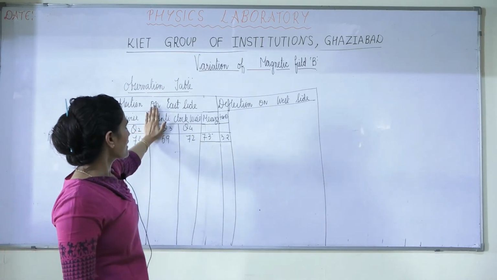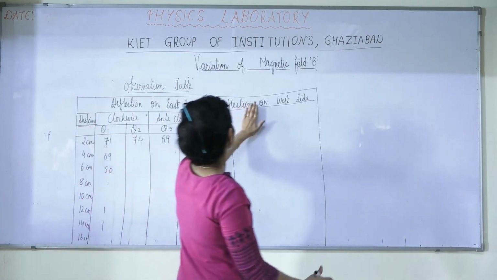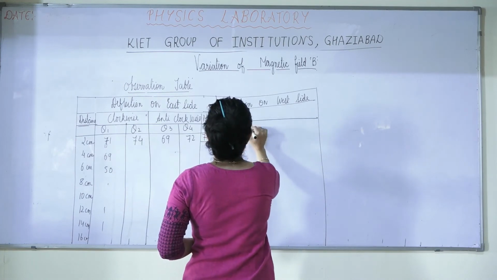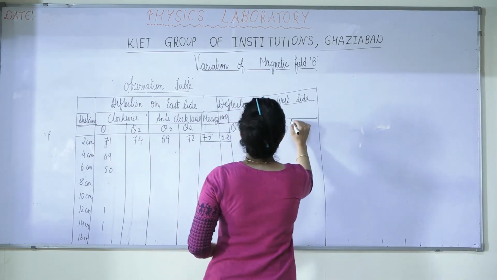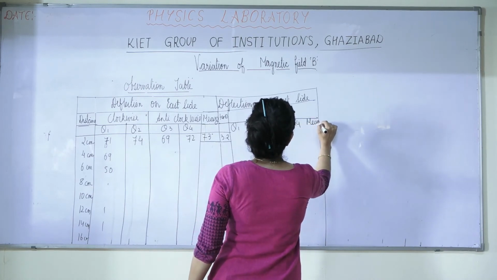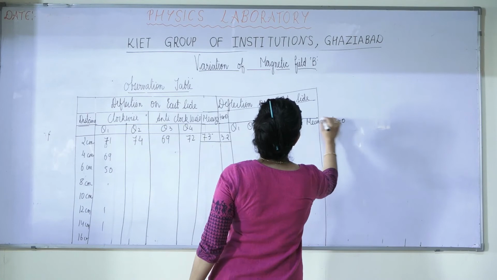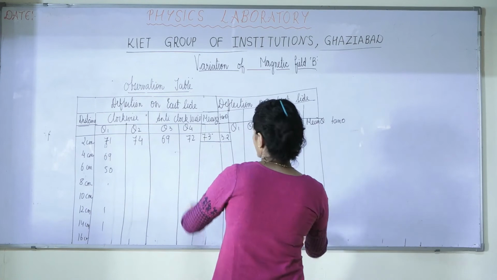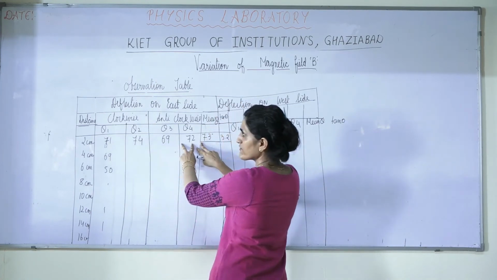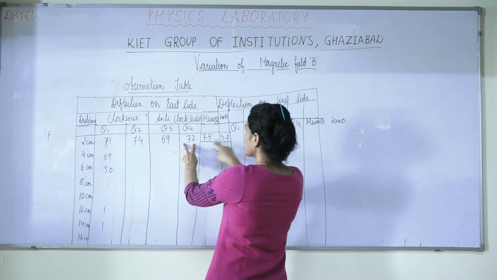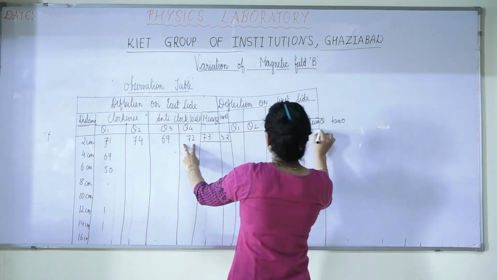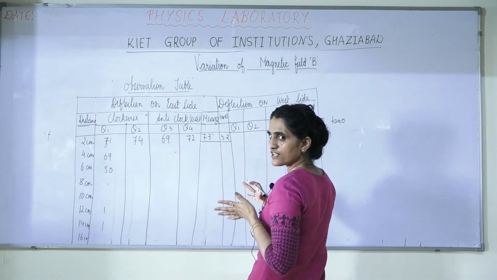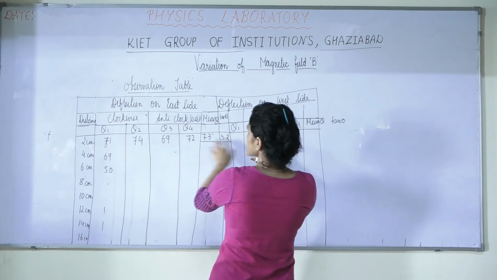The same process which I have done on the east side will be done on the western side. That is, I will calculate theta 1, theta 2, theta 3, theta 4, then mean theta, and finally write down tan theta. I may get the same values as on the east side, or my values can differ, because we are doing a practical, not working under ideal conditions. So the readings can vary.